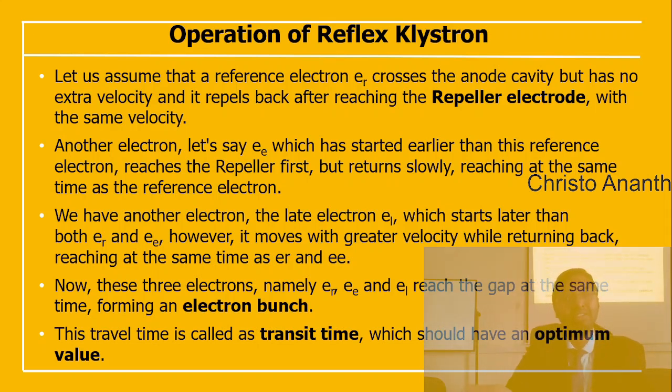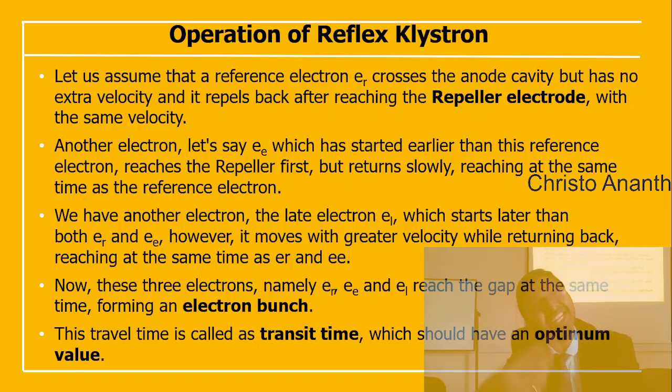Another electron, let us say EE, has started earlier than the reference electron. It will reach the repeller first, but it will return very slowly, reaching at the same time as the reference electron. So both will reach at the same time.